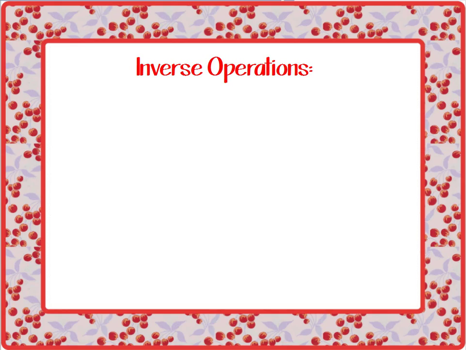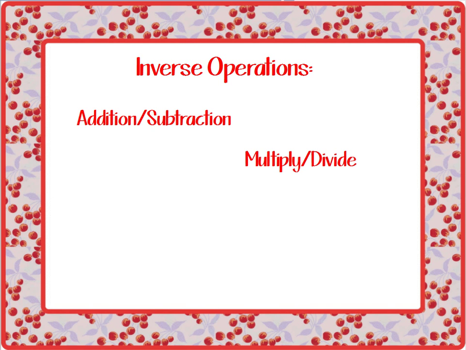Now on to inverse operations. You already know several inverse operations like addition and subtraction, right? If I add 3 and subtract 3, I'm back to where I started. So addition and subtraction are inverse operations. They kind of undo each other. Same thing happens with multiplication and division, right? If I multiply by 3 and then divide by 3, I'm back to where I started.